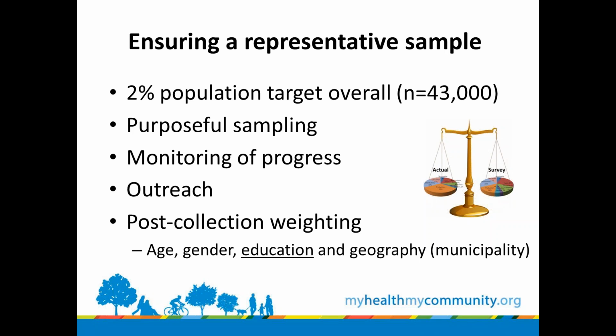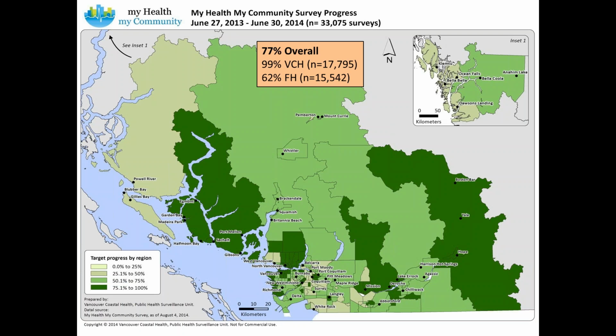And then after having the data, we did do some post-collection weighting to make sure it is representative. So we did weight our data results by age, gender, education, and geography, so the municipality they lived in, to make sure it was representative. So in terms of the results, what did we actually get? We had 33,000 surveys completed in that year that we did this work. So about 77% towards our overall target. Within the separate health authorities, VCH got very close, so 99% of our target, and Fraser Health a little bit less at 62%.